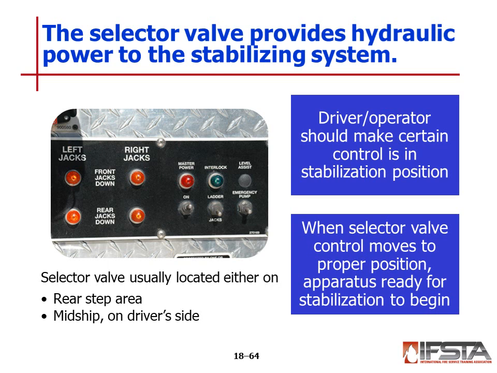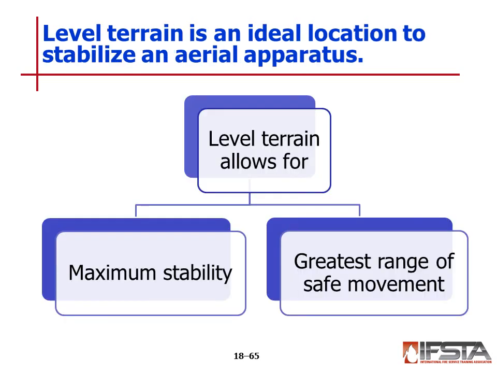The driver operator should make certain that the control is in the stabilization position, also called the outrigger, jack, or leveling position. On some makes of apparatus, operation of the selector valve automatically releases the aerial device bed locks. When the selector valve control is moved to the proper position, the apparatus is ready for stabilization to begin. Level terrain is the ideal location to stabilize an aerial apparatus. Even terrain allows for maximum stability of the apparatus and the greatest range of safe movement of the aerial device.